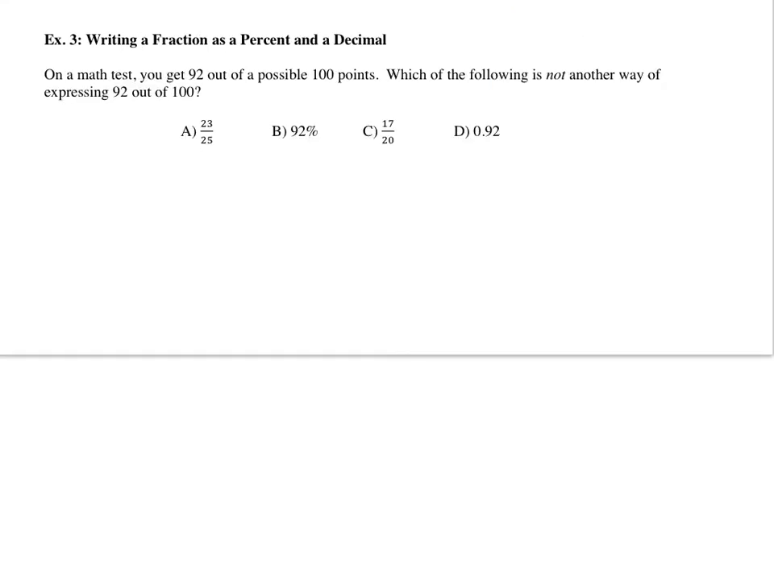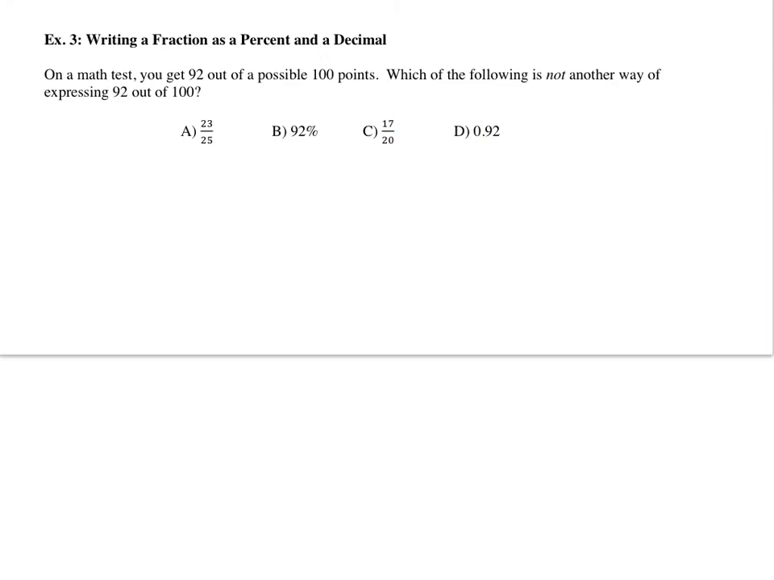Example 3 is asking us to apply our knowledge of rational number conversions to a real-world situation. On a math test, you rocked it, and you got 92 out of a possible 100 points. Which of the following is not another way of expressing 92 out of 100? And it's giving us 4 options here. We have a ratio 23 to 25, 92%, 17 over 20, and then 92 hundredths.